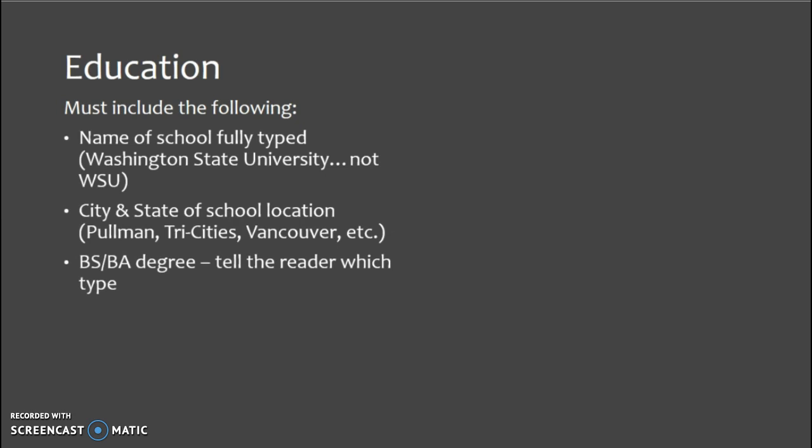Also tell them if you're getting a BA or a BS, Bachelor of Arts or Bachelor of Science. They're two different types of degrees, with different types of classes that you take. If you don't know what you are, go to your department and find out. Maybe the secretary can help you, or take a look on My WSU.